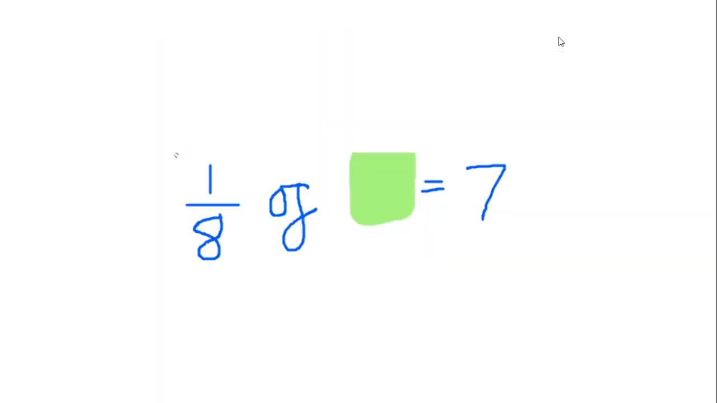Now, sometimes, to extend and to move towards the greater depth questions and to make you think a little harder, you'll receive questions like this. I wonder if you know what the answer is. The question is, 1/8 of something equals 7. Just pause the video and think, do you know what that is? Otherwise, I'm going to rephrase the question in a minute, and that might help you to get to the answer.